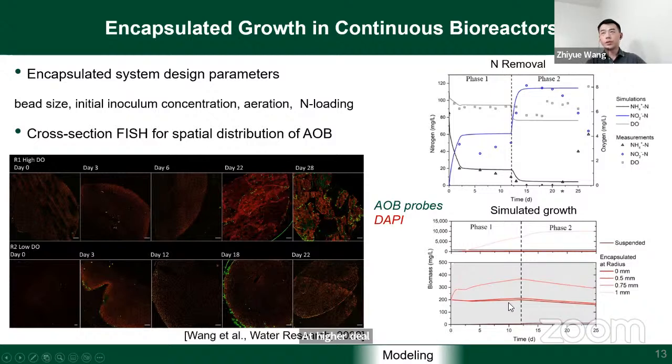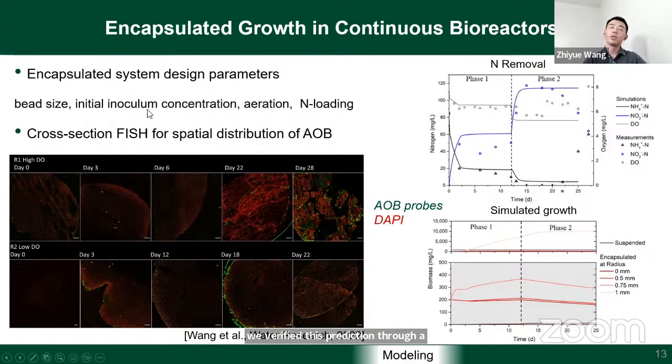The model simulation at the bottom here shows the preferential growth near the surface, that's the light red line. The bottom figure is a zoom-in of the top figure, where we have much slower growth within the encapsulant, and negligible suspended growth on the outside, that's the dark line near zero outside the encapsulant. The growth near the surface is an order of magnitude higher than the encapsulated biomass. And then we verified this prediction through cross-section FISH.